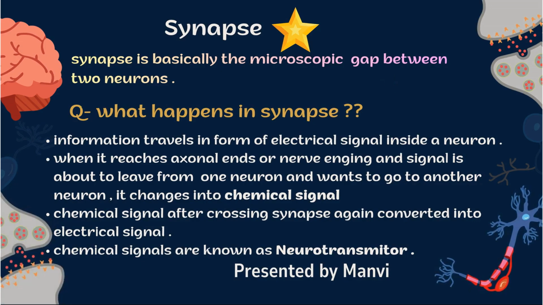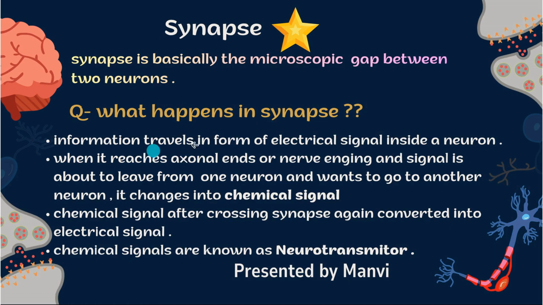So let's discuss synapse. The gap between two neurons, which is very microscopic, is known as synapse. So what happens in synapse? If there is a gap between neurons, how do the signals travel across that gap? So let us discuss. Synapse is basically the microscopic gap between two neurons.